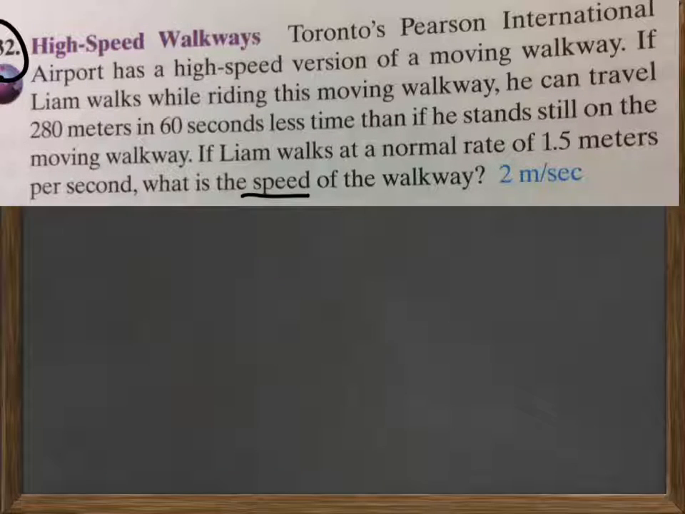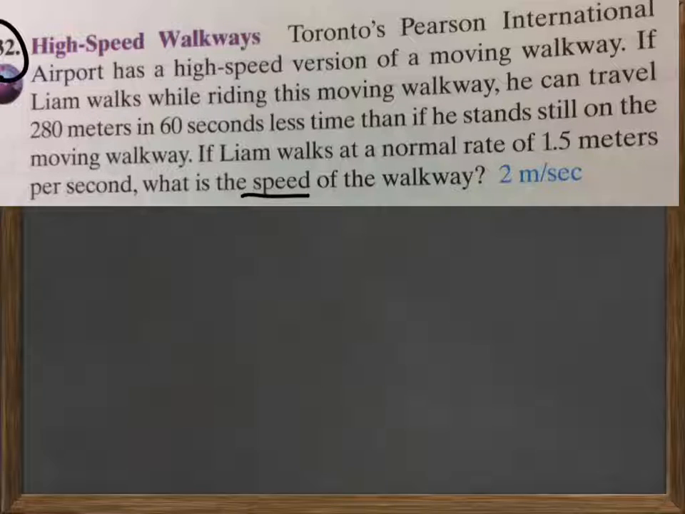Alright, welcome back. This next example is another distance problem, maybe a distance problem on steroids. We read here, Toronto's Pearson International Airport has a high-speed version of a moving walkway. So in other words, it's like an escalator that's flat. You can step on and it'll just move you, or you can step on it and walk, and it helps you get to someplace quicker.